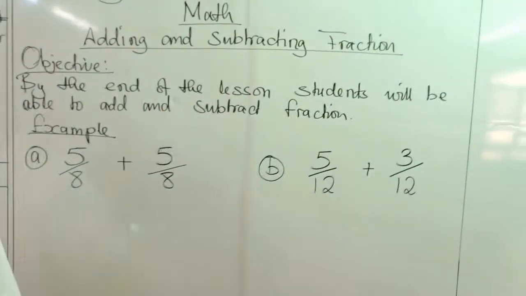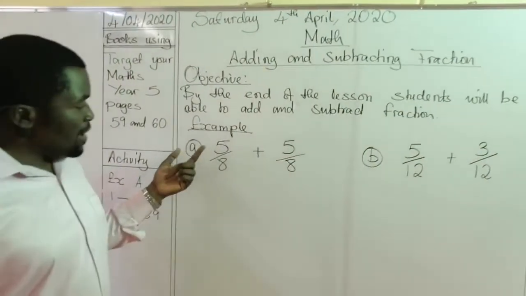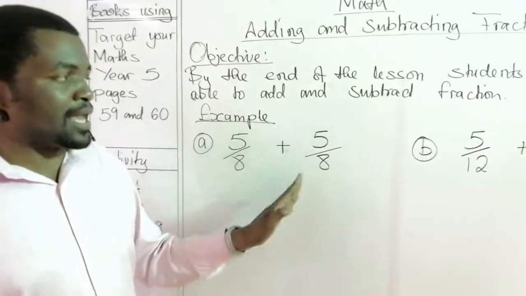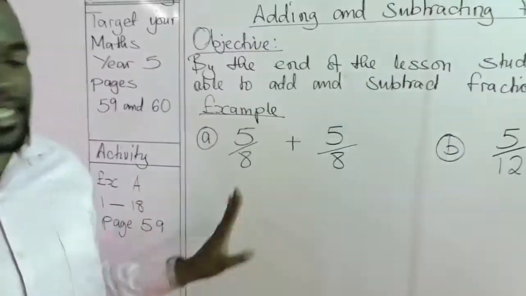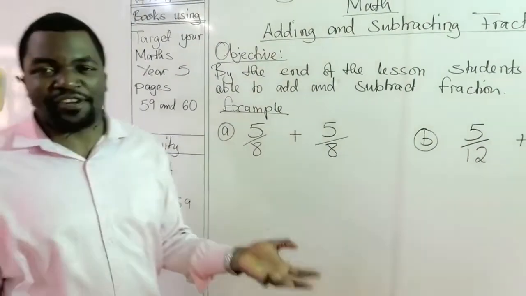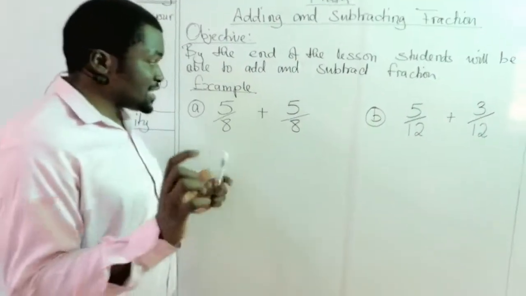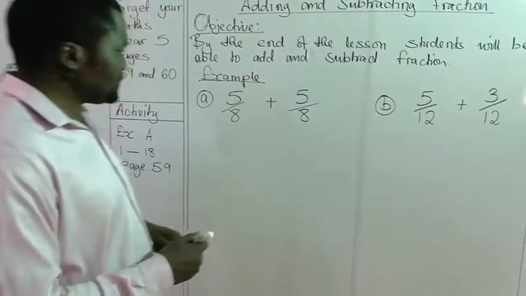You know, in fractions you have learned several things. Like here we are having 5/8 plus 5/8. This is just the same denominators, and also the numerators are the same, but sometimes you can have different numerators. So how do we add? If you're having the same denominator, how do we add?